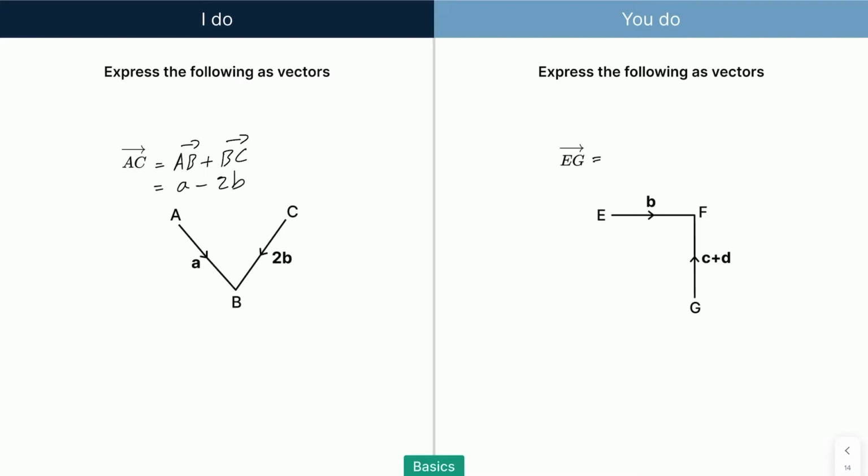So again, hopefully you've pressed pause and had a go. E to G, so that's going to be E to F first, and then from F to G. E to F is b. However, I can see this one's pointing the wrong way because we want to go down this way, but the arrow is the opposite way, so we use a negative sign. Now, being careful here, you have to put brackets around this because there's two points. We've got c plus d. So when you expand these brackets out, you will end up with b minus c minus d. That negative, you multiply it by the c and the d, and you end up with that answer.